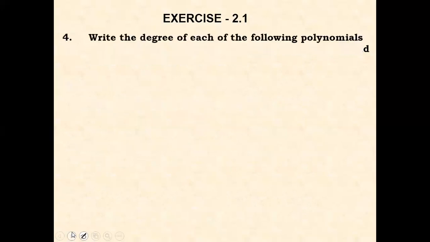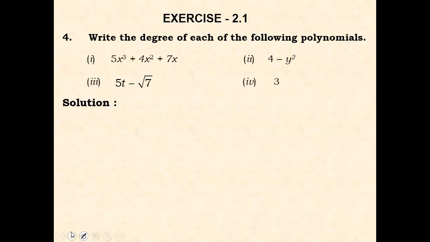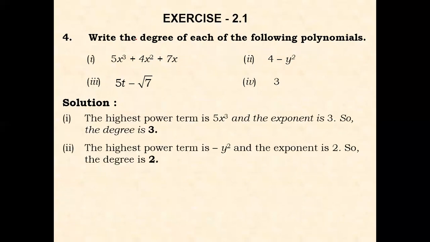Now we have next question number 4. Write the degree of each of the following polynomials. So we are supposed to write the degrees of the polynomials from 1 to 4. The first part you can see 5x to the power 3 plus 4x square plus 7x. The highest power of the term is 5x to the power 3 and the exponent is 3 here. So we say the degree of this polynomial is 3.